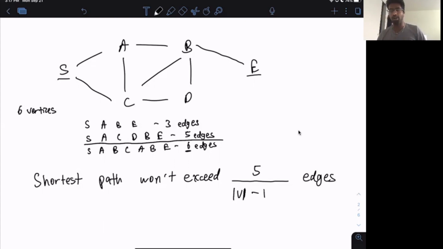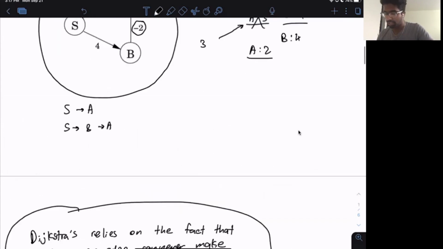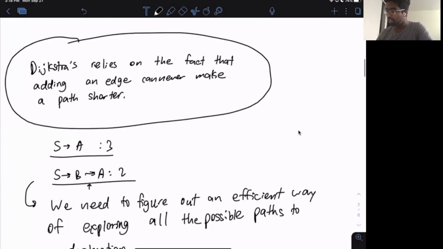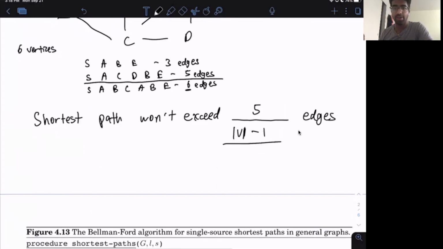So essentially, going back to this original graph that we had, we want to explore all of the edges a certain number of times, right? By exploring all of the edges a certain number of times, we'll be able to ensure that we explore all of the possible shortest paths. And so how many times do we want to explore all of the edges? That just becomes V minus 1.